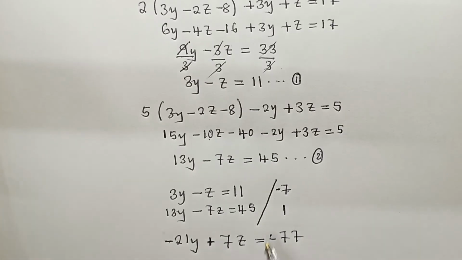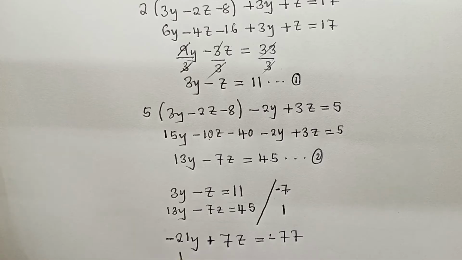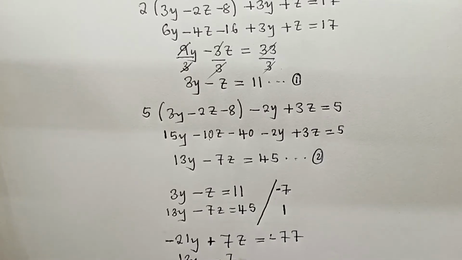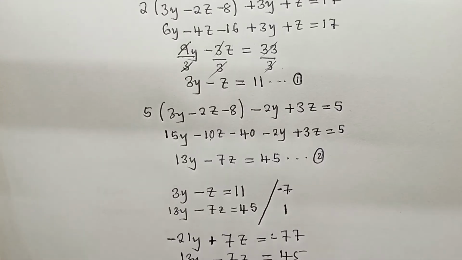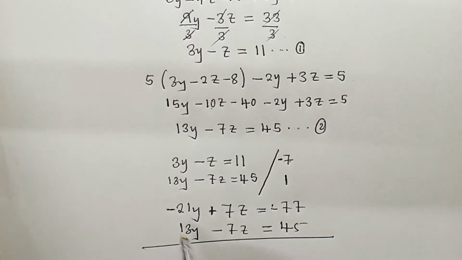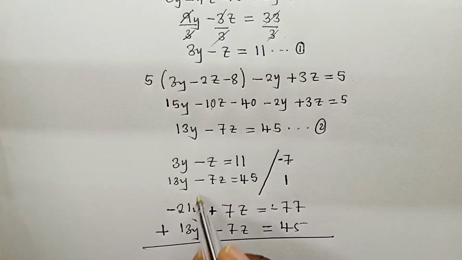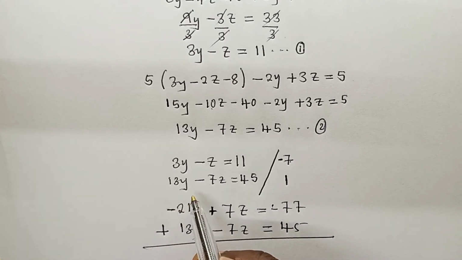So I guess you know what we've gotten. We just multiply this by this, this by this, by this, just like that. Here we shall have the 13y minus 7z is equal to 45. So you put a line down here like this, and then you start adding.